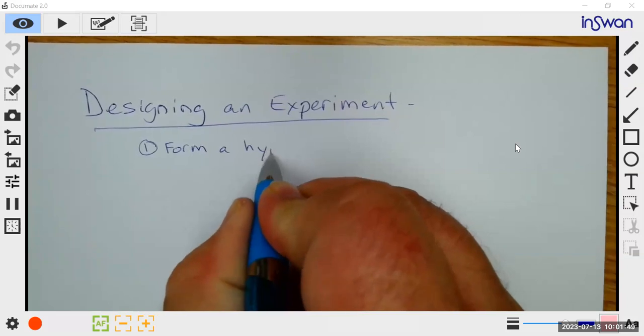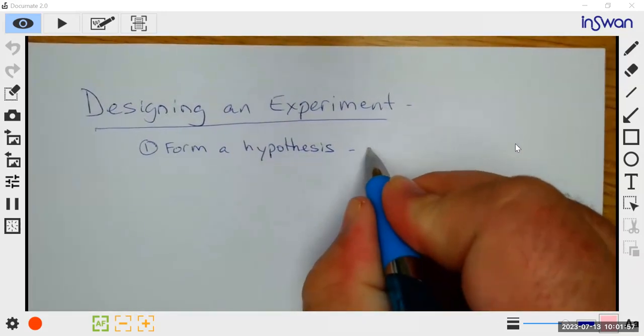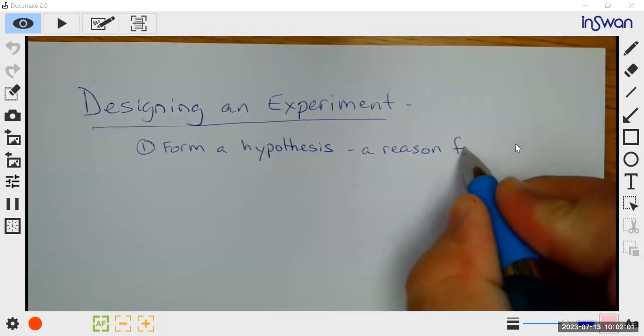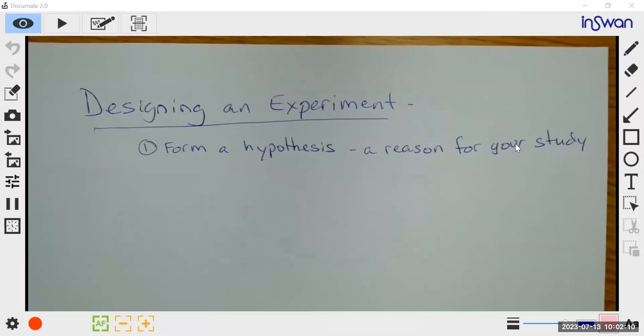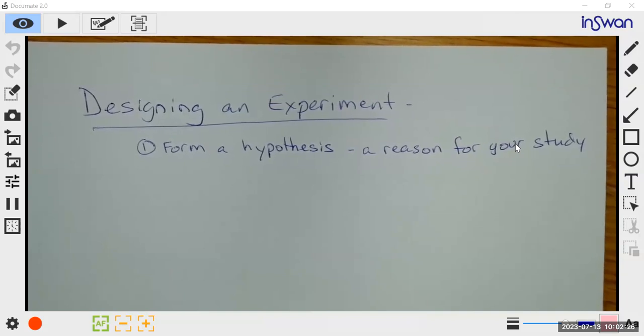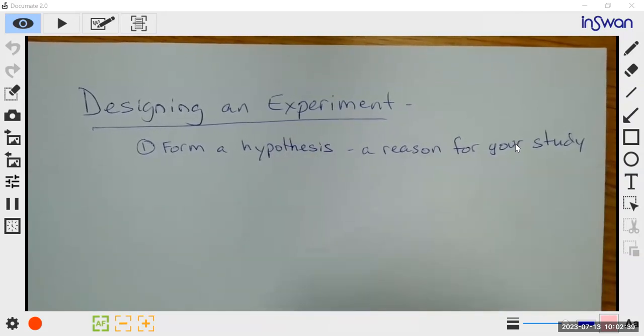Form a hypothesis. You have to have a reason for your study, because the whole study itself is to answer a question. If you think about it, you study in school, why? To pass the test, to graduate. Well, when you pass the test, what do you do? You have to answer the questions. Same thing in an experiment, in a study. Your hypothesis, let's say, is why do leaves turn brown in the fall and green in the summer? That's a valid question.